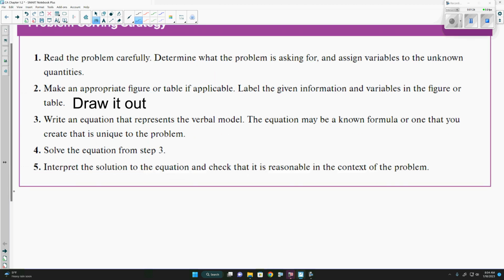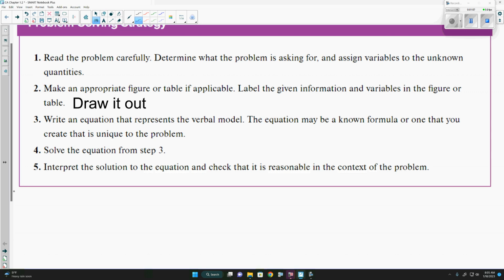Write an equation that represents the verbal model. The equation may be a known formula or one that you have to create that is unique to the problem. 4, solve this equation, and 5, interpret the solution and check that it is reasonable in the context of the problem. And really all 5 is saying is how does it apply to the problem itself? Does it make sense for the problem? Because if we're talking about finding length and width given area or perimeter, the length and width can't be negative. That just doesn't make sense.